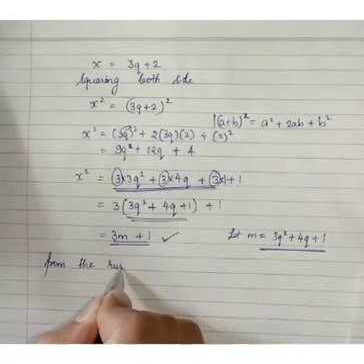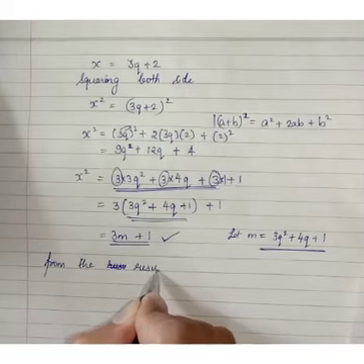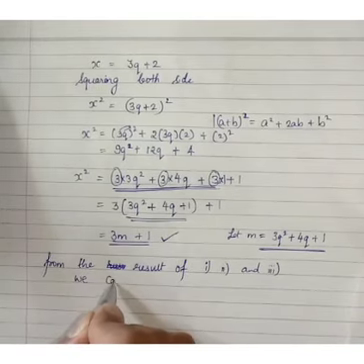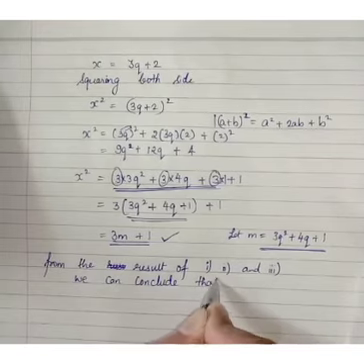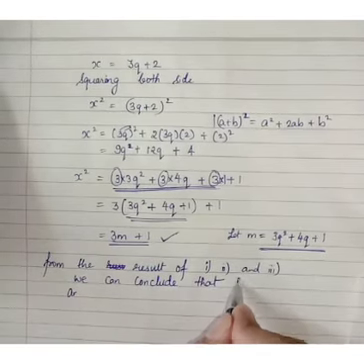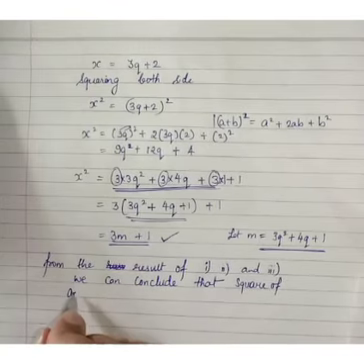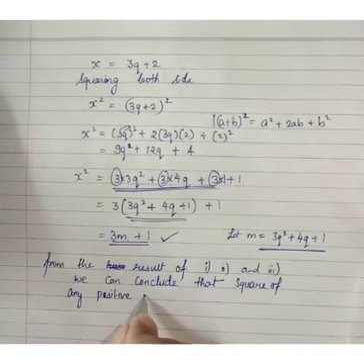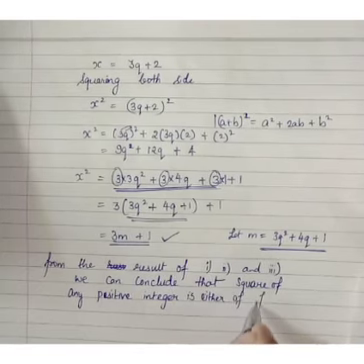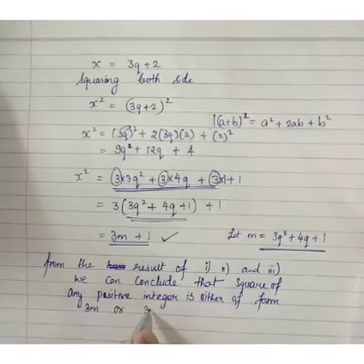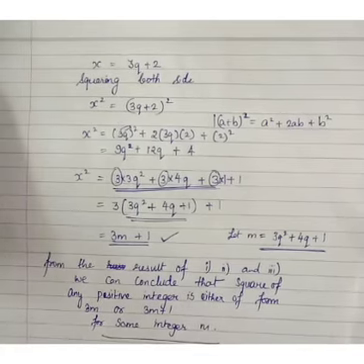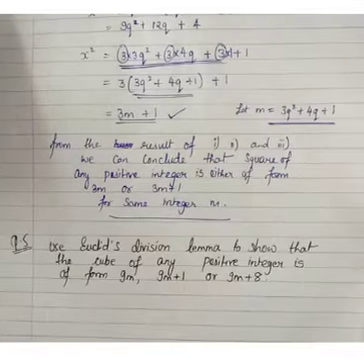from the results of 1, 2 and 3, we can conclude that the square of any positive integer is either of the form 3m or 3m plus 1 for some integer m. Clear? Last question of this exercise.